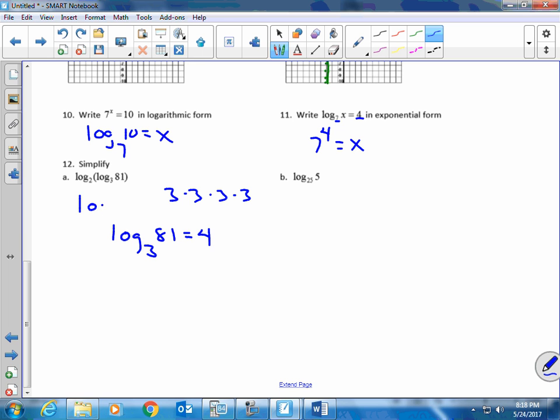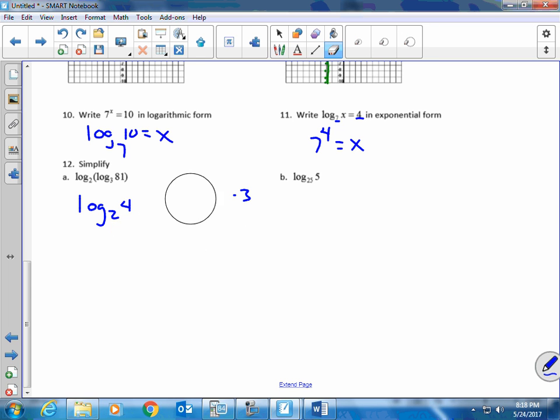So now I have log base 2 of 4. What question is that asking? 2 to what power equals 4? 2, because 2 squared is 4. And there's my answer.